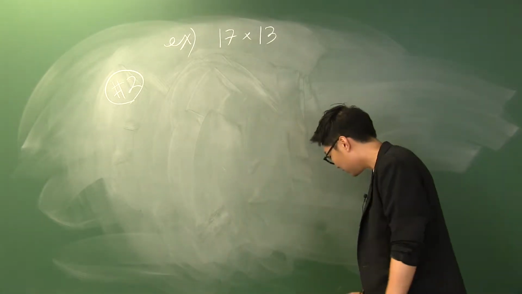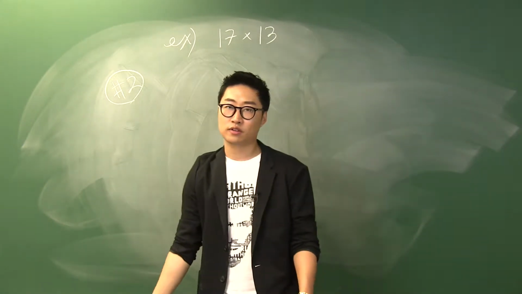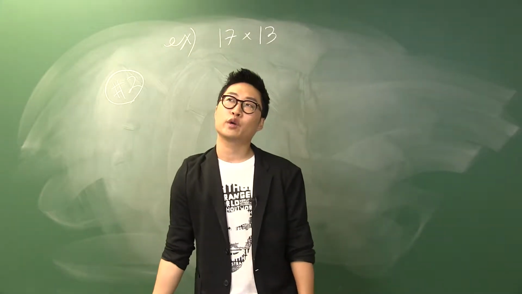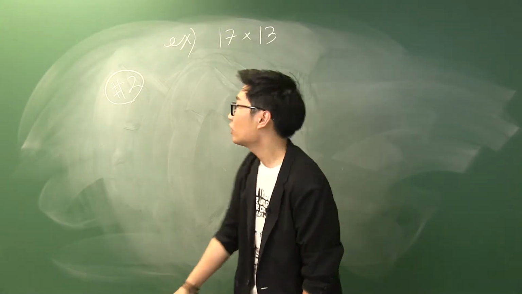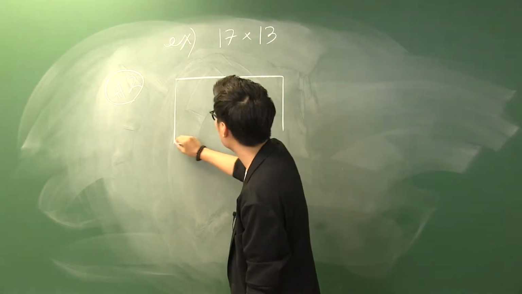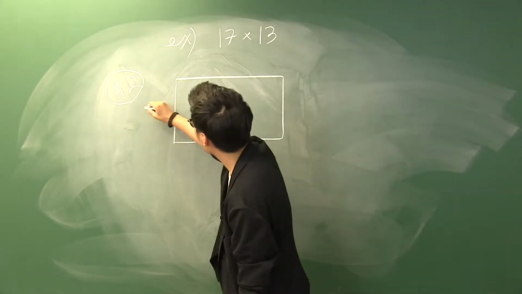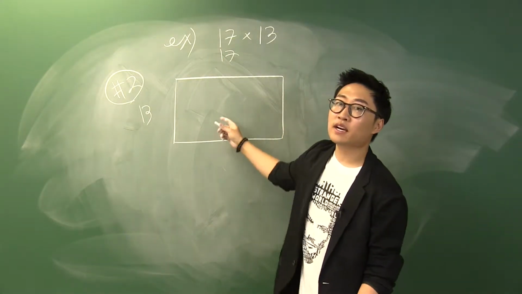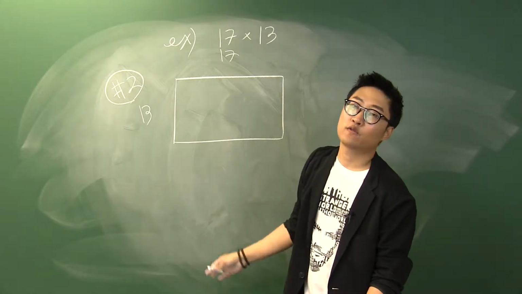Let's try doing the 17 times 13 using a diagram as if we were to find an area of a rectangle. So let me draw a rectangle that is 13 by 17. It might look something like this, 13 by 17, right? And let me cut this rectangle in 4 different pieces.